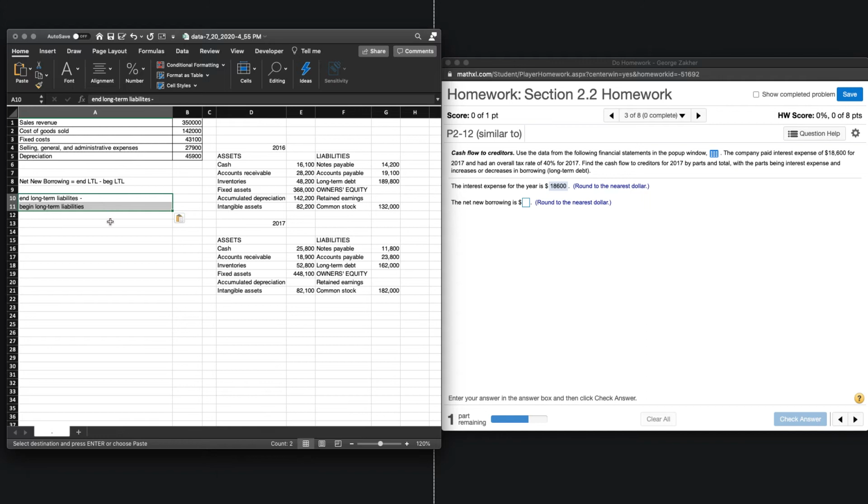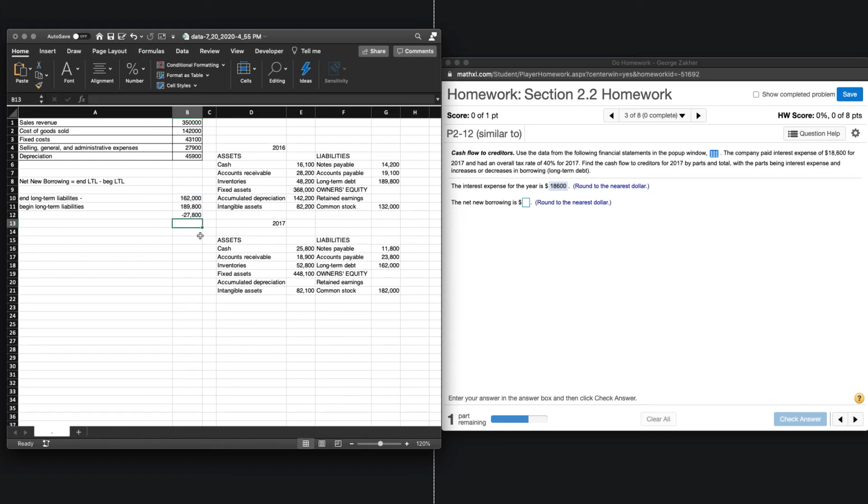So when we look at the ending long-term liability, that's going to be our 2017 value. And our beginning long-term liability was at the beginning of the period, which is our 2016. So we're going to take the difference here, and then again we'll figure out whether or not we're borrowing more or borrowing less than we did in the previous year. So it looks like we're actually borrowing less this year.